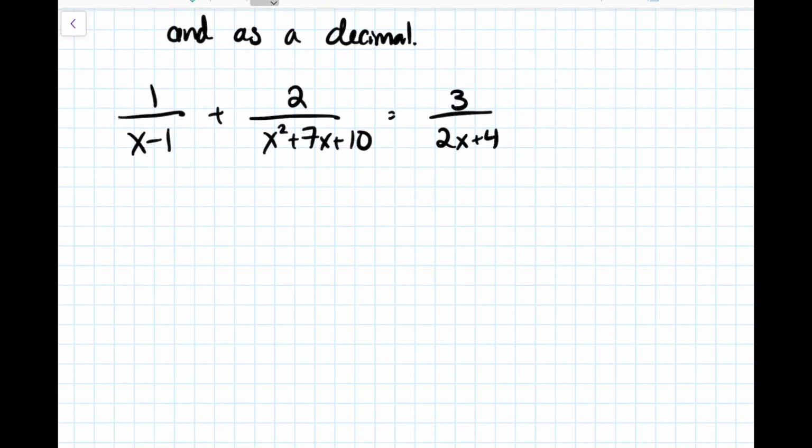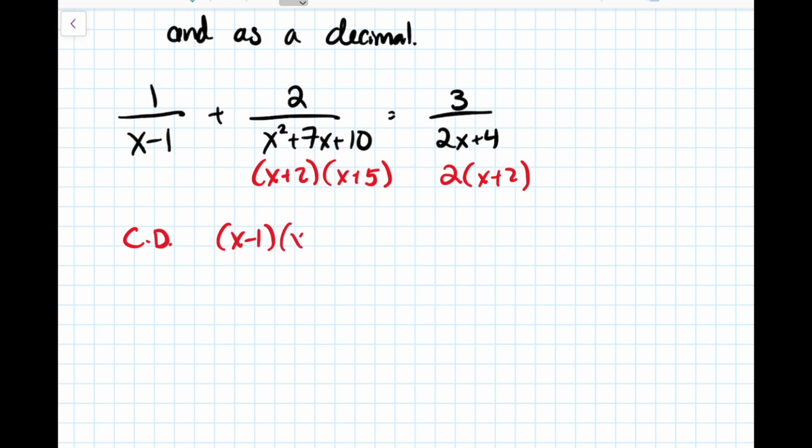All right, so as far as denominators go, our first one is already fine. Our second one is going to factor to x plus 2 and x plus 5. Our third one is going to factor to 2 times x plus 2. And so our common denominator needs to have an x minus 1, needs to have an x plus 2, and an x plus 5. So that's from the first two fractions. For the third one, we've already got the x plus 2, but we do still need, again, that common factor of 2.